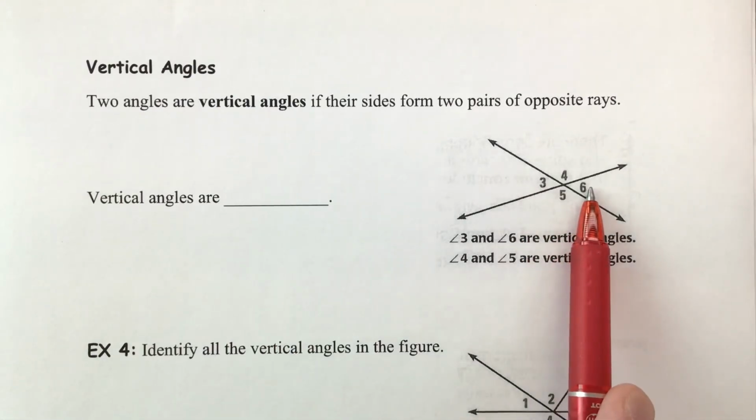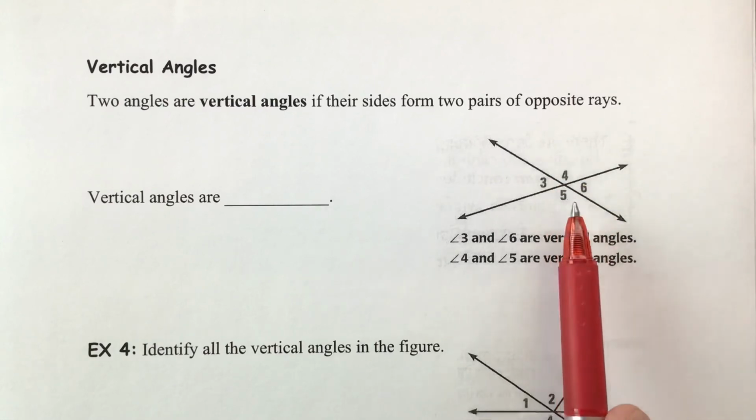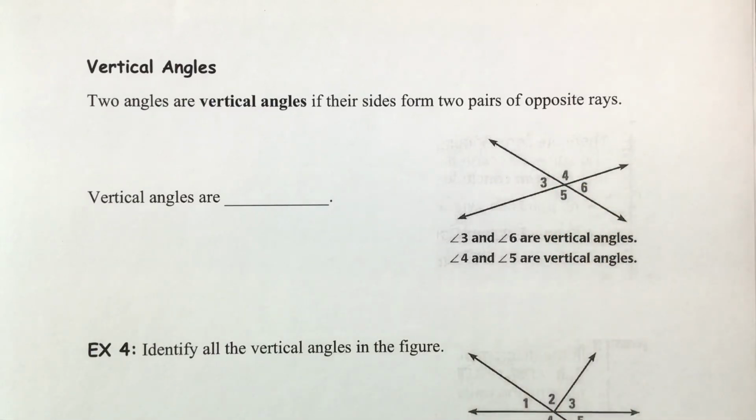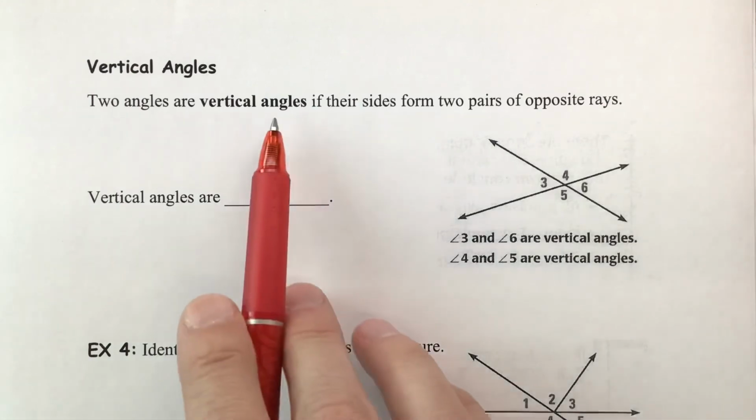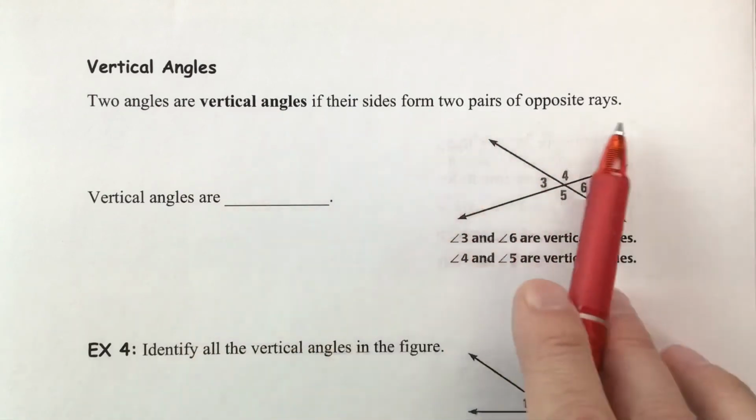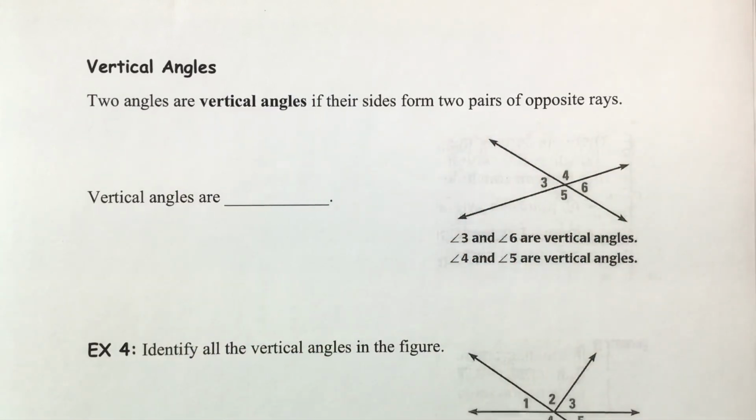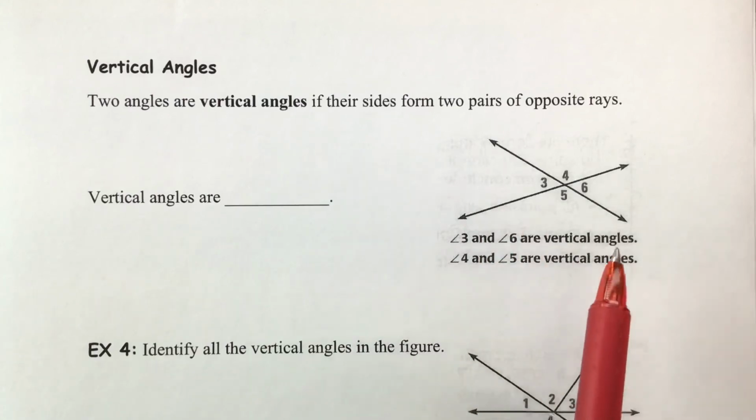3 is across from 6, they're not adjacent. 4 is across from 5, they're not adjacent. That's what vertical angles are, and I think it's important that we at least know them. I think it's a little bit more important that we know them visually than this definition that we see up here. Now, what is true about vertical angles?